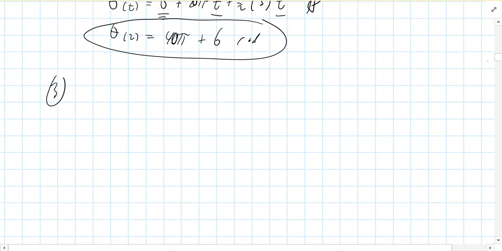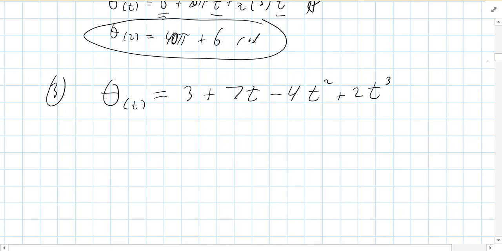Okay. For example 3, let's say I give you the following function. I give you theta as a function of time. So this is something spinning, and theta as a function of time is 3 plus 7t minus 4t squared plus 2t cubed radians. Okay? And what I would like to determine is what is the angular velocity as a function of time. What is the angular acceleration as a function of time? And what is the average omega from 0 to 2 seconds? Okay, so what are these three things?